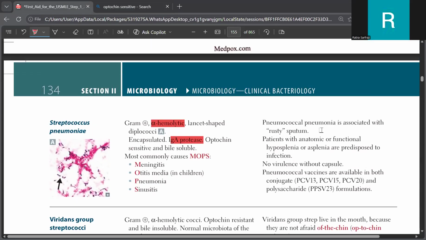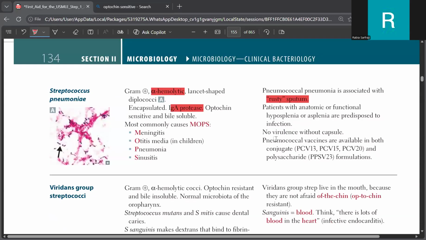Pneumococcal pneumonia is associated with rusty sputum. Patients with anatomic or functional hyposplenia or asplenia are predisposed to the infection because this is an encapsulated organism, and if the patients do not have a spleen, then it cannot be phagocytized. And there's no virulence without capsule. So if you remove the capsule, or if the vaccines target the capsule, then we can get rid of this organism.